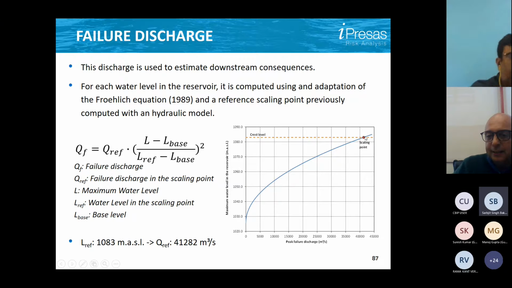To scale it for different water pool levels and discharges, we use the Froehlich equation. The software uses the Froehlich equation, but that's not a concern for us. The software does it by itself. So we only need to write down that 1083 correlates to 41,282 cubic meters per second.